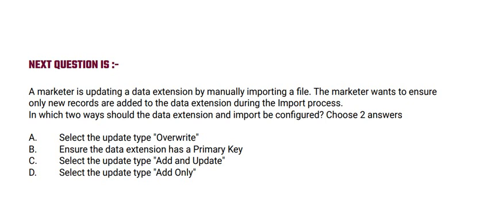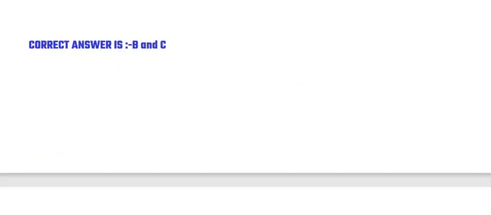Option B, ensure the data extension has a primary key. Option C, select the update type add and update. And option D, select the update type add only. The correct option is option B and C.